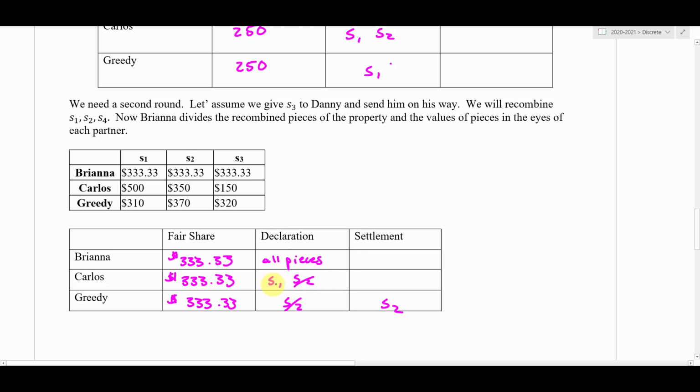So then Carlos would be next, since he would only be happy with piece 1. I will give him piece 1, and the only remaining piece is piece 3, which would go to Brianna. And that finishes the lone divider algorithm.